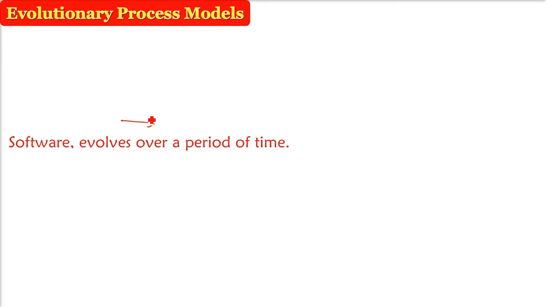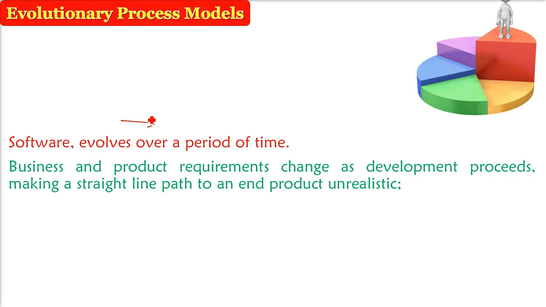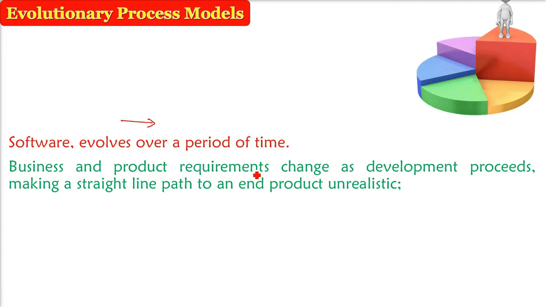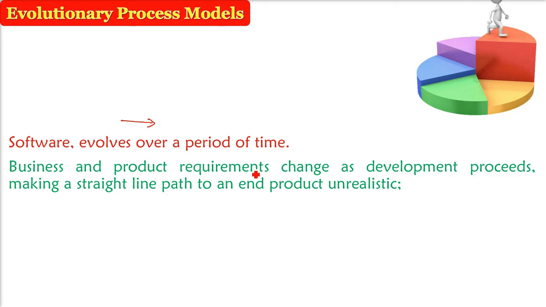Evolutionary process models or software development life cycles. Evolutionary or evolution means going from or changing from a certain initial state. For example, human beings have evolved from, say, monkeys. Similarly, software also evolves over a period of time. Today's business and product requirements are ever changing. There is competition, so every business has very fast and growing needs.